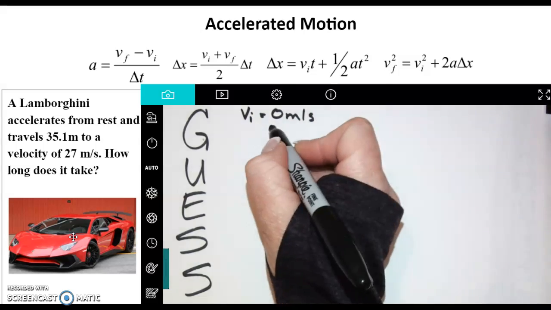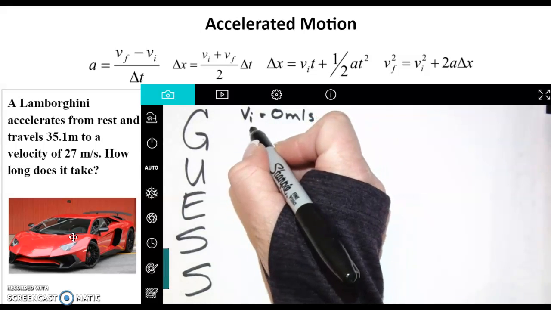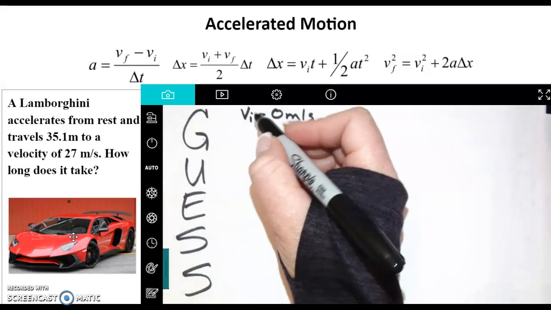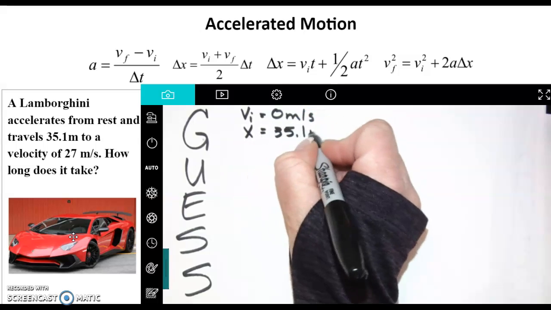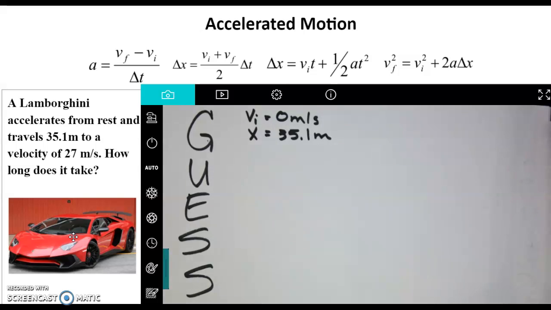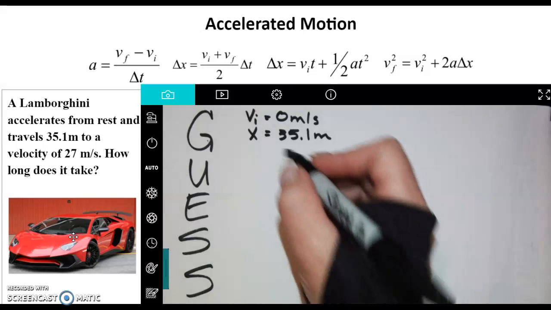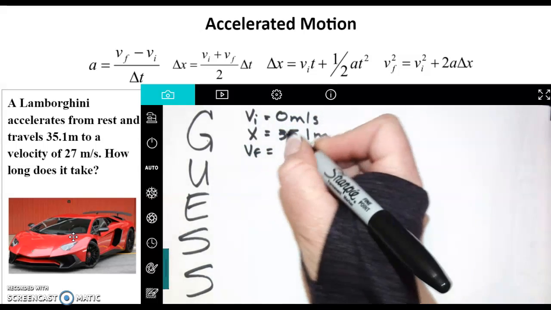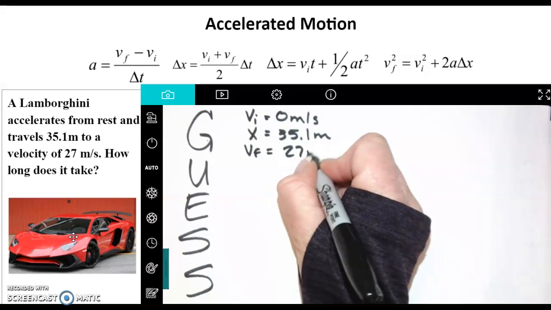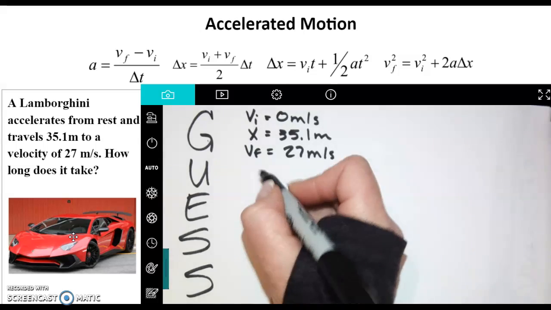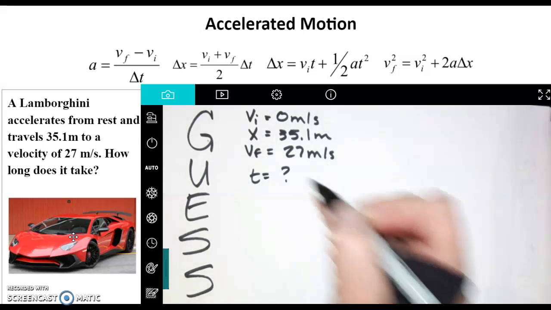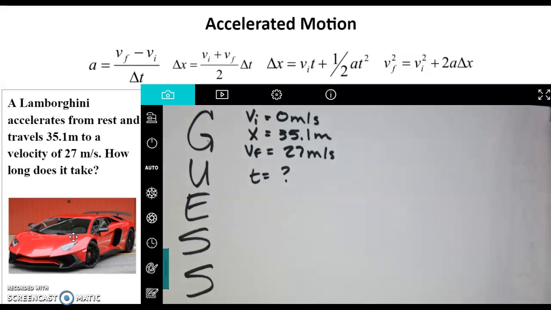It states that the Lamborghini travels a distance of 35.1 meters. This will be our x displacement, 35.1 meters. And it says to a velocity of. This is telling us our final velocity, 27 meters per second. The question then says, how long does this take? This question is asking us for time.